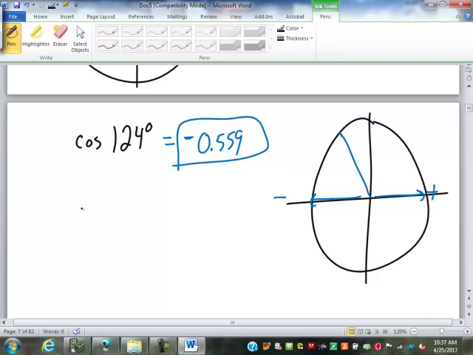So, of course, there are sine functions that correspond to that, but it's going to be a little uglier because we're past 90 degrees.